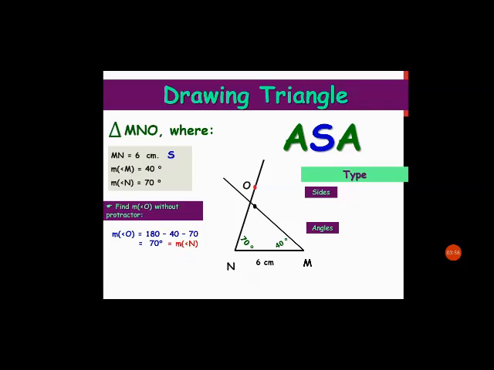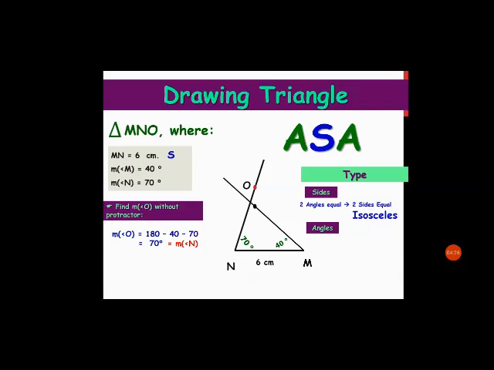I notice here that the measurement of angle O equals the measurement of angle N. If you remember, before we said that there is a relationship between the angles and the sides. So here, if I have two angles equal, this indicates that I also have two sides equal, and this would be an isosceles triangle. So as long as I have two angles equal, the two sides are equal, and hence this is considered to be an isosceles triangle.